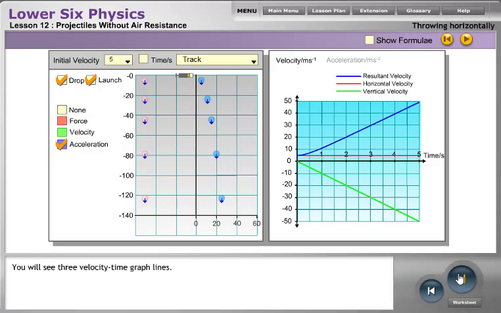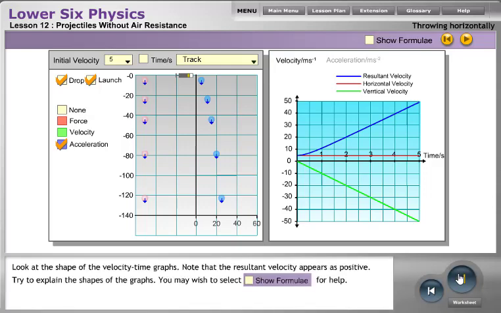You will see three velocity time graph lines. Look at the shape of the velocity time graphs. Note that the resultant velocity appears as positive. Try to explain the shapes of the graphs. You may wish to select Show Formula for help.